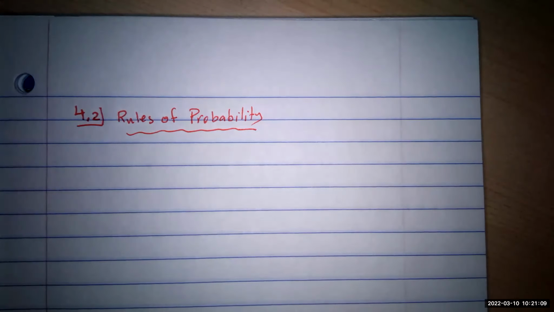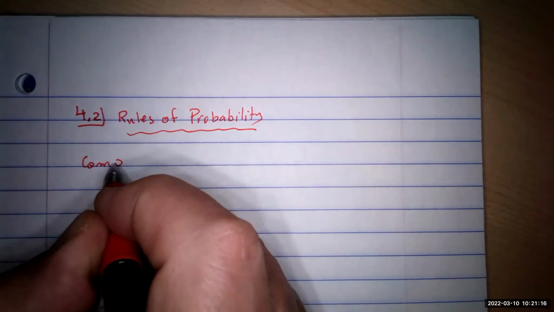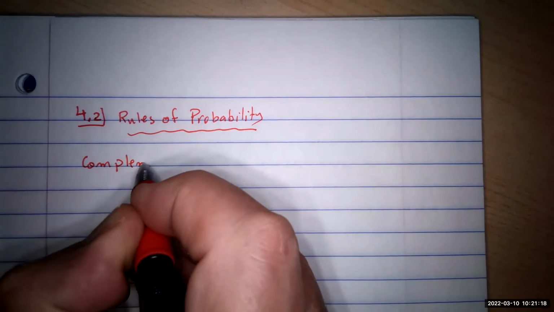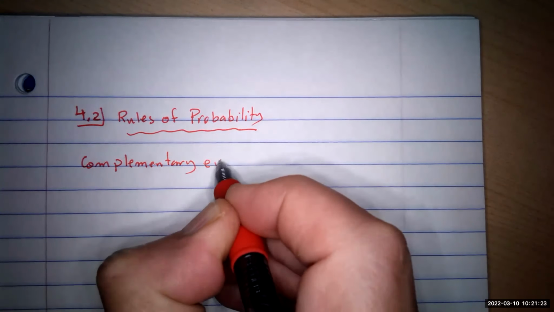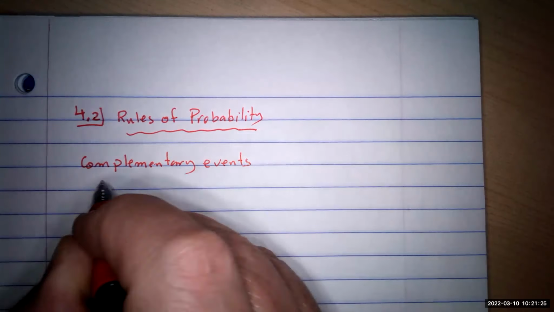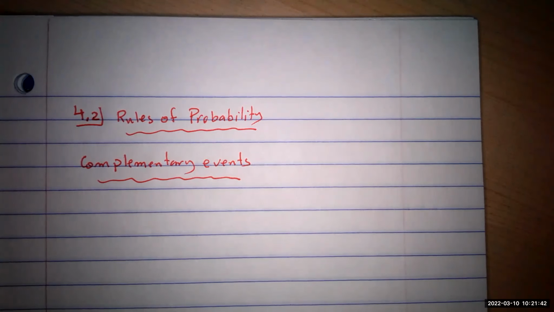Okay, the first rule is going to be called the complementary rule. If we talk about what a complementary event is: you see, if the event is having rain tonight, the complement of that event would be that there is not going to be rain tonight. So just a kind of negation of that event, that we are going to call the complement of one event.